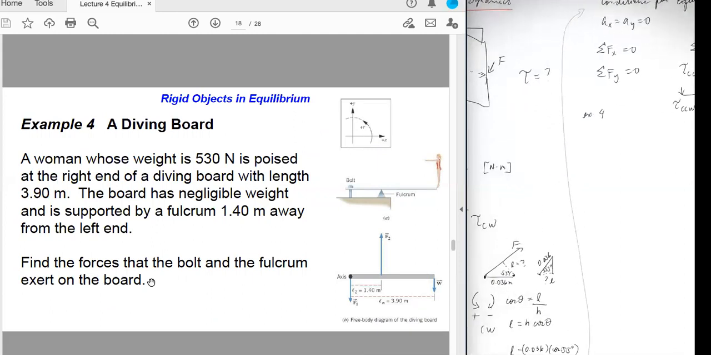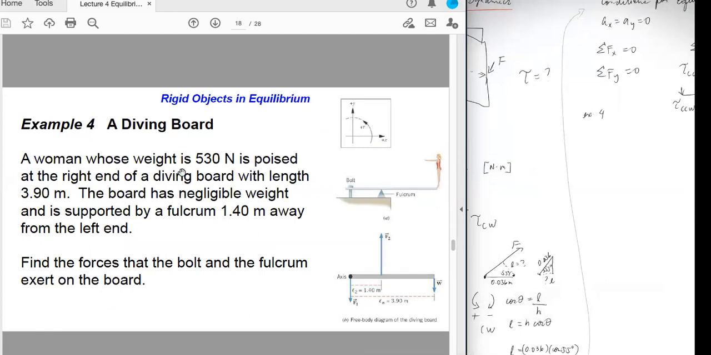So, you have a diver, a woman, single. Then you have a fulcrum here. This is the boat that supports it downward so it does not rotate. It would fall immediately. So this one is an upward force, like a normal force. It is supporting the weight of the woman and the force to fix it there.